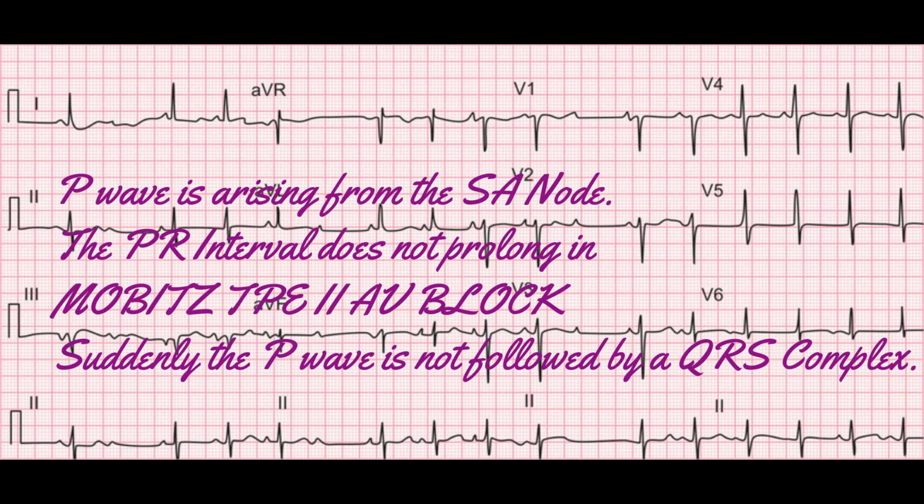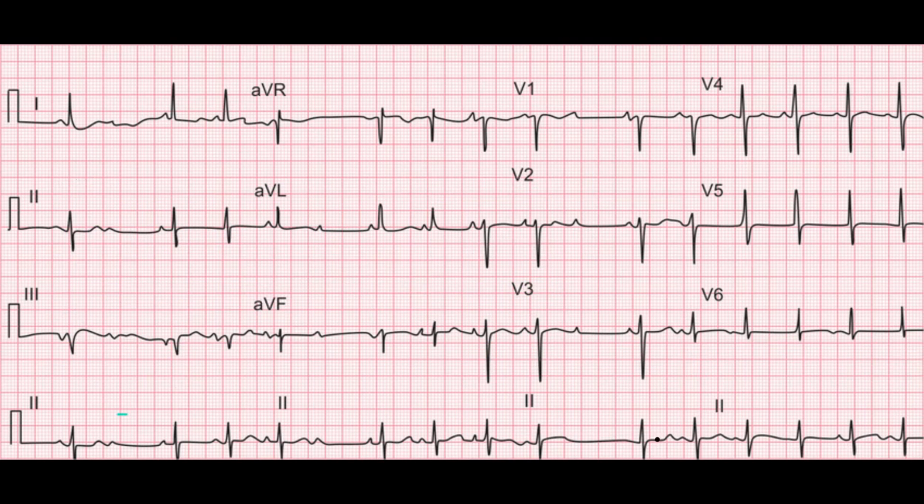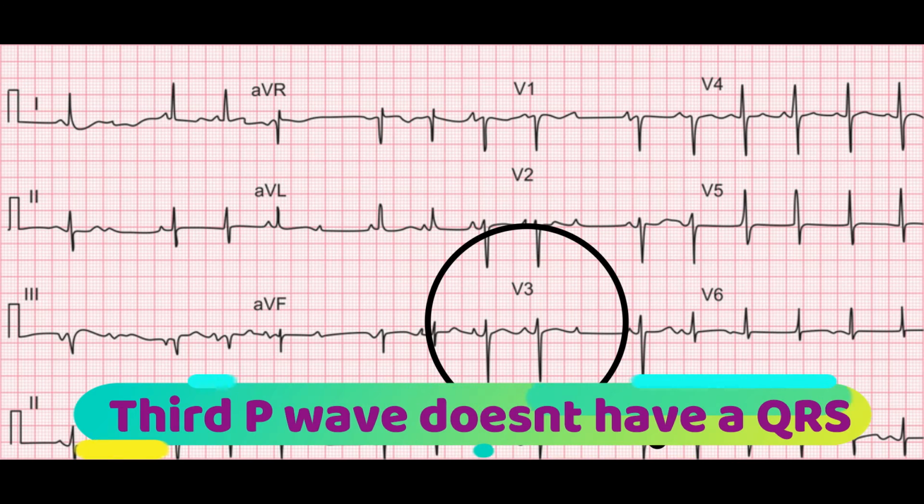In Mobitz type 2, the PR does not prolong. Suddenly, the P is not followed by a QRS complex. So that is Mobitz type 2 AV block.